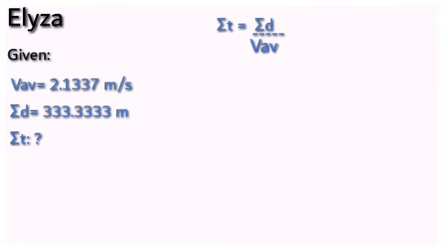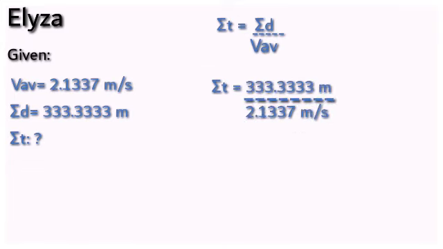Eliza's speed is 2.1337 meters per second, the same distance as the others, which is 333.3333 meters. State the formula and substitute. The total time equals 333.3333 meters divided by 2.1337 meters per second. Cancel the meters first, and the answer is 156.2231 seconds.